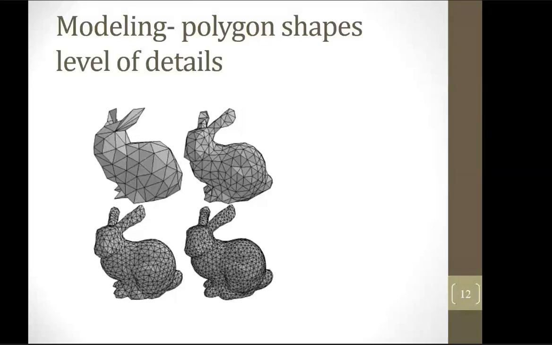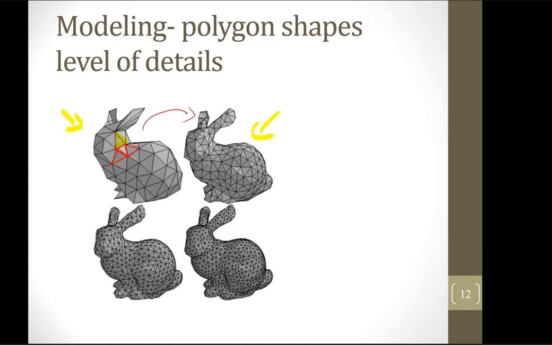Here we have an example. We are modeling this rabbit. What's the difference between the first image and the second image? The second has more triangles. Here we are using triangles. You can see that the smallest element here is a triangle, and you have a mesh of triangles.